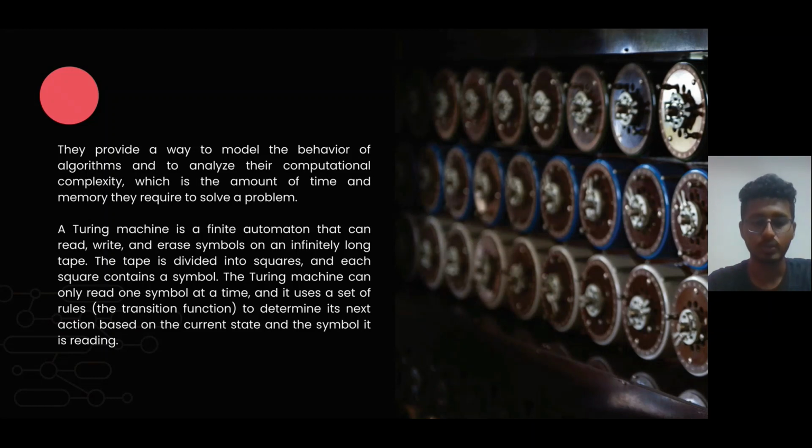They provide a way to model the behavior of algorithms and to analyze their computational complexity, which is the amount of time and memory they require to solve a problem. A Turing machine is a finite automaton that can read, write, and erase symbols on an infinitely long tape. The tape is divided into squares, and each square contains a symbol, and each square is also called a cell. The Turing machine can read only one symbol at a time, and it uses a set of rules, also known as a transition function, to determine its next action based on the current state and the symbol it is reading.